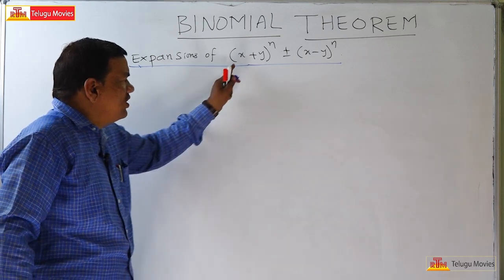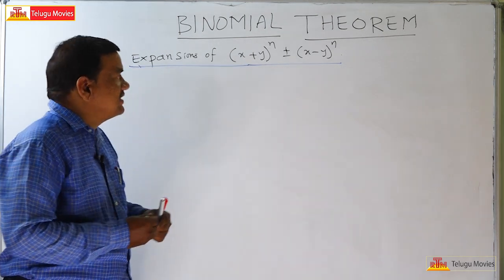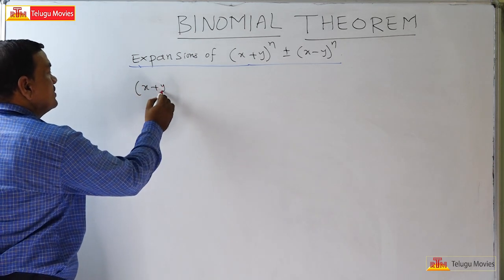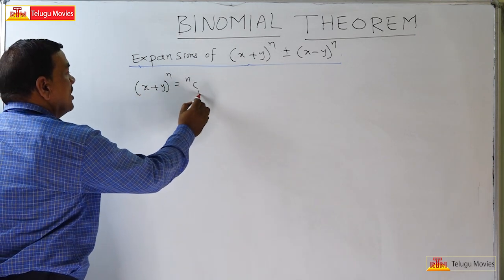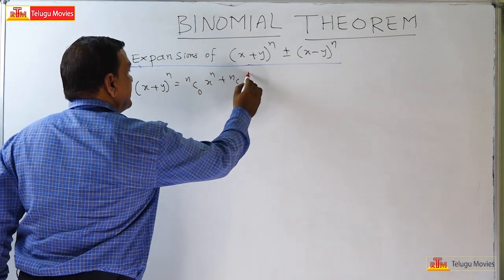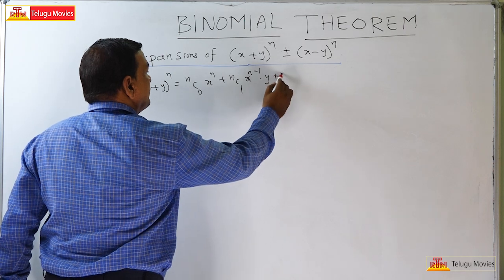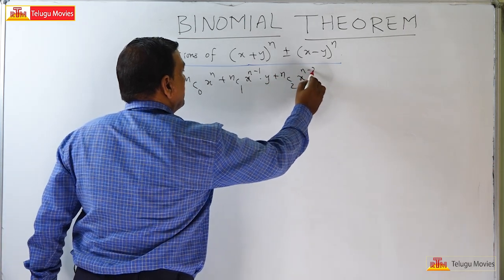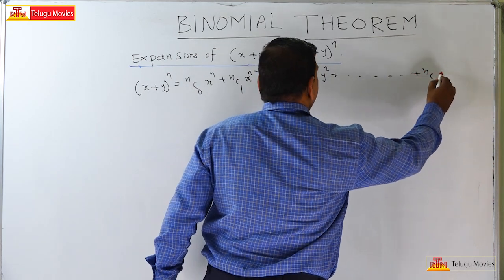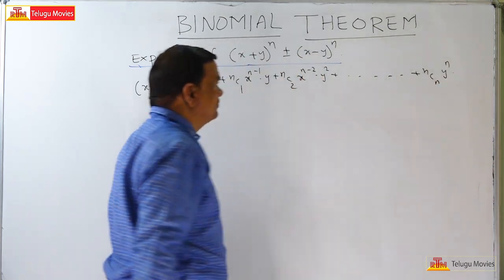Now, first let us see the expansion of (x + y)^n. The expansion of (x + y)^n is nC0 x^n + nC1 x^(n-1) y + nC2 x^(n-2) y^2 + and so on, the last one nCn y^n.